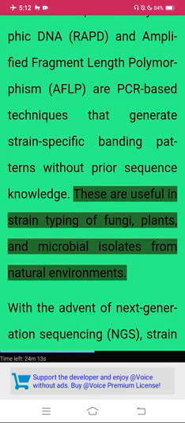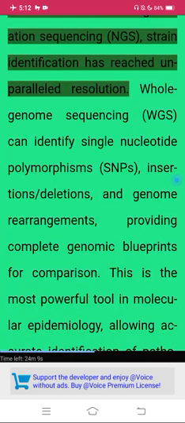Random amplified polymorphic DNA (RAPD) and amplified fragment length polymorphism (AFLP) are PCR-based techniques that generate strain-specific banding patterns without prior sequence knowledge. These are useful in strain typing of fungi, plants, and microbial isolates from natural environments. With the advent of next-generation sequencing, NGS, strain identification has reached unparalleled resolution.